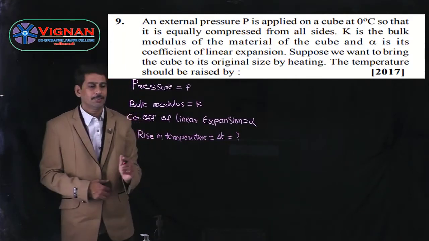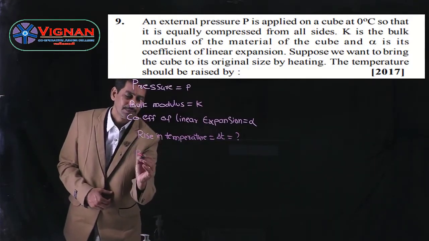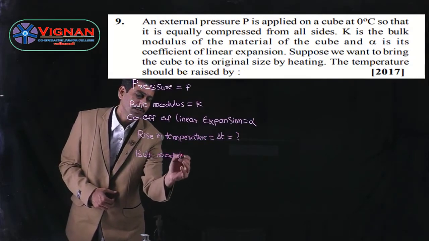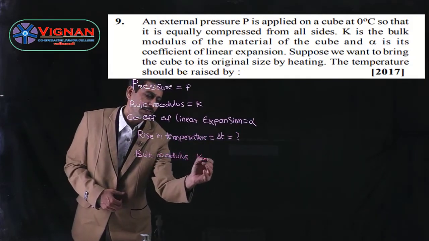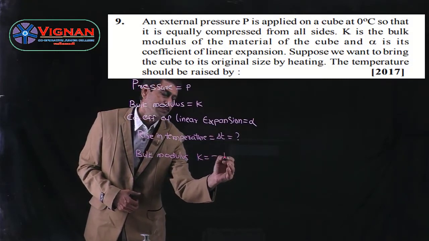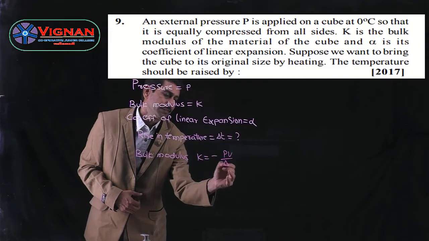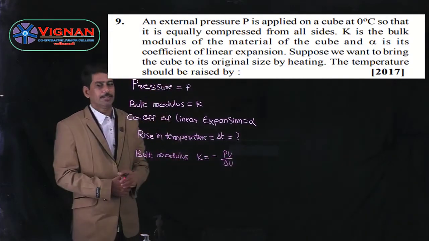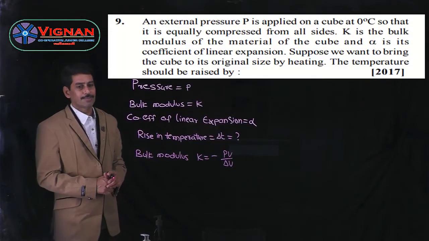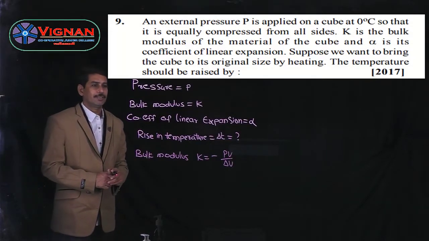And we know the bulk modulus K is given by minus PV by delta V. Of course, here the negative sign indicates there is a decrease in volume. So this is the expression for bulk modulus, K is equal to minus PV by delta V.